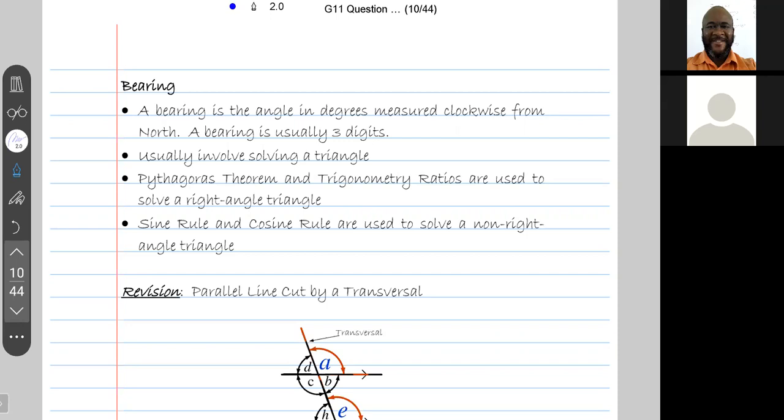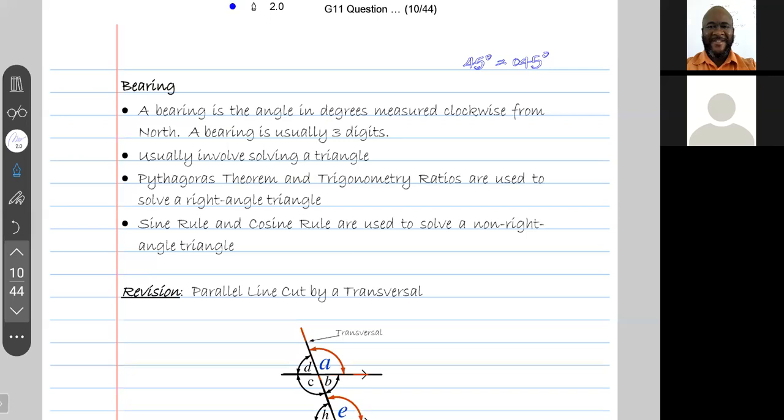A bearing is usually 3 digits. So a bearing of 45 degrees is written as 045 degrees. For bearing, we don't normally give a decimal. So you don't say 45.5 degrees, it's either 46 or 44 degrees. So for a bearing, you don't normally use what? Decimals.